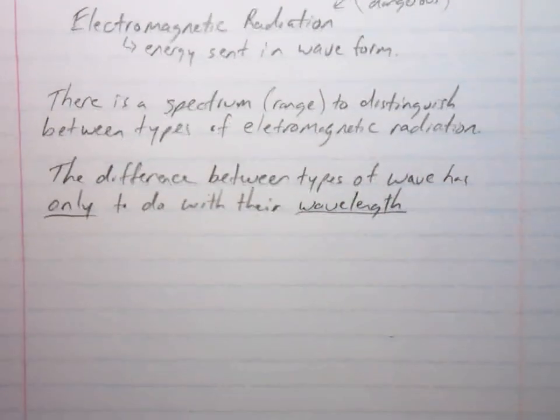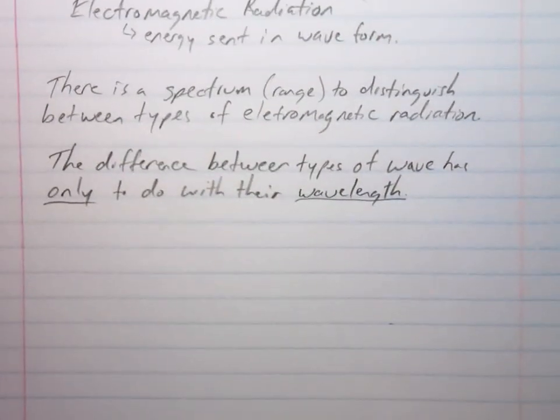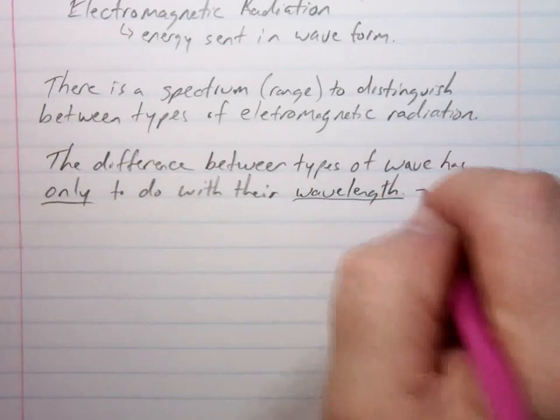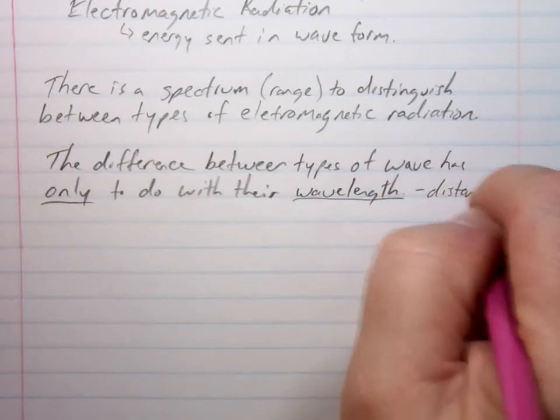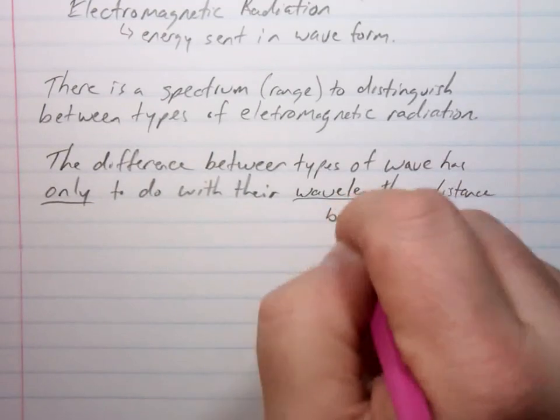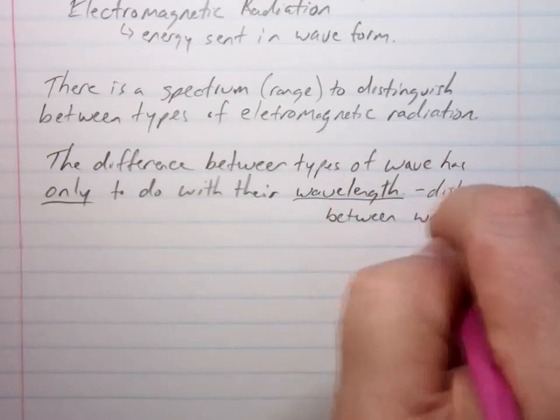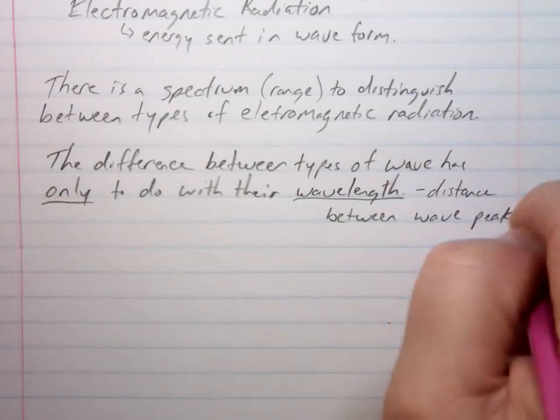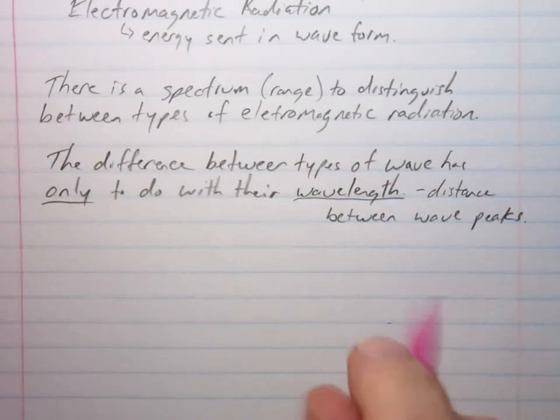The difference between radio waves and microwaves and gamma waves and ultraviolet and visible light and infrared and all those different types is just their wavelength. That's it. And this is the distance between wave peaks. That's all there is to it.